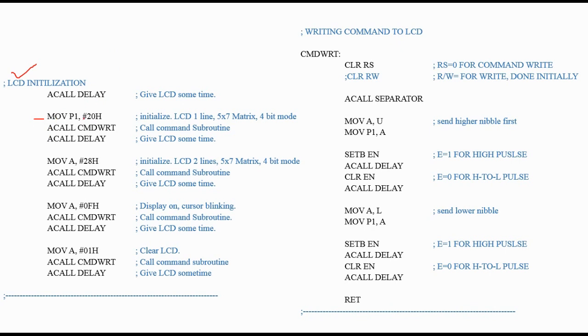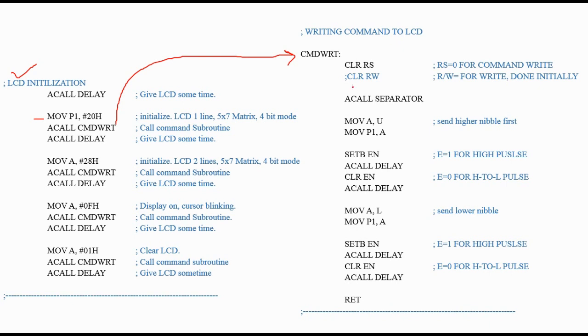Now we know that we have connected our LCD data lines with port P1. So in this way we have moved data 20 onto P1. Now why data 20? 20 is the command to initialize the LCD as one line, 5x7 matrix, in 4-bit mode. So first you have sent this command, then you wrote ACALL command write function, which means you are calling the command write function. The command write function is at this place.